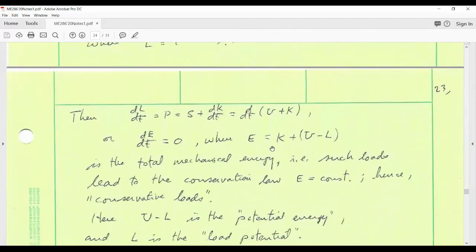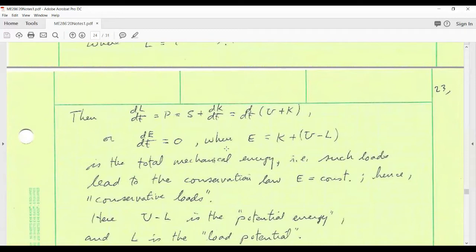We would call this E the total mechanical energy of the body and the loads together. So L we'll call the load potential, U minus L we'll call the potential energy of the body and the loads together, and K of course is the kinetic energy.